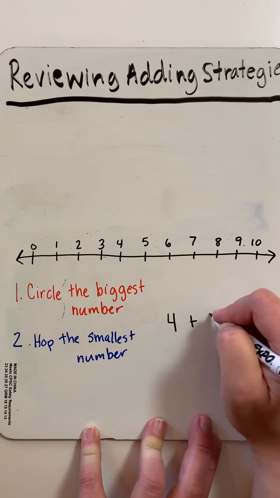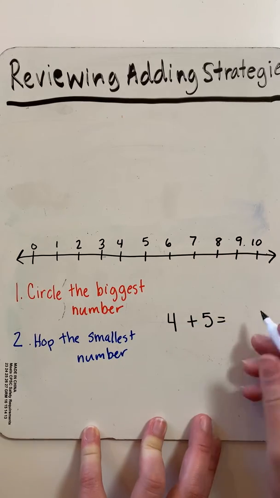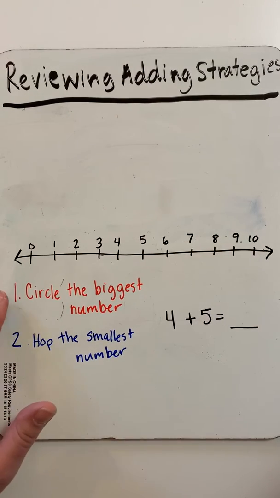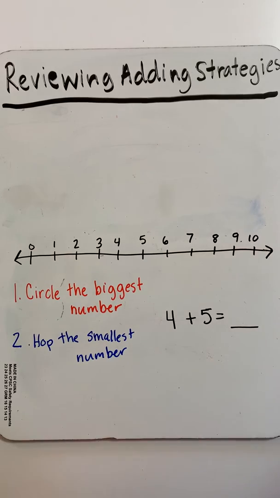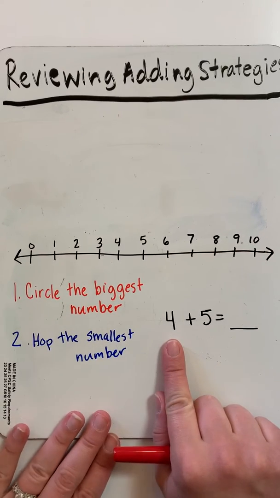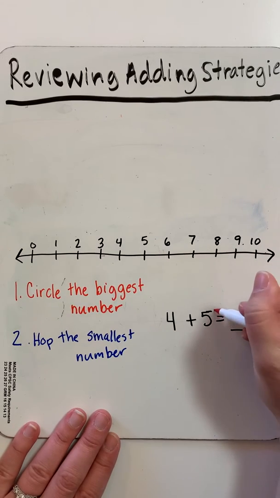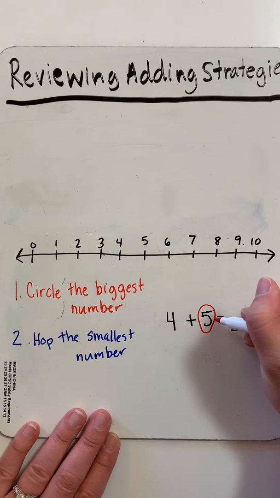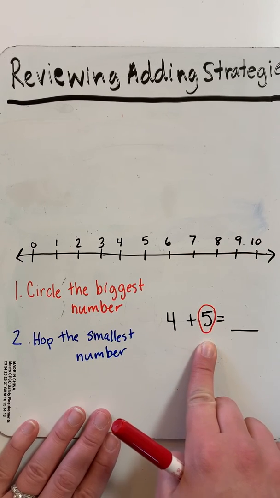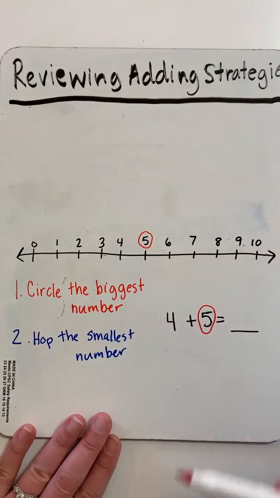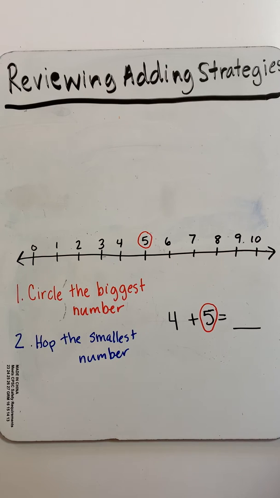Let's do 4 plus 5 equals. Now, what's the first step that I have to do when I'm using a number line? Circle the biggest number. Is my biggest number 4 or is it 5? My biggest number is 5. So I'm going to circle that here. Do I only circle it here? Nope, I also have to circle it on the number line. Good job. My first step is done.